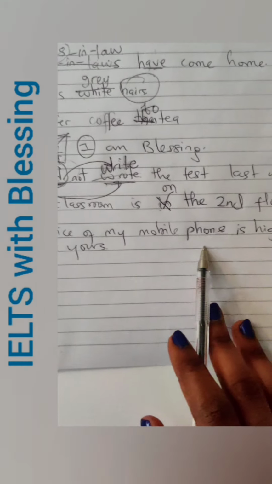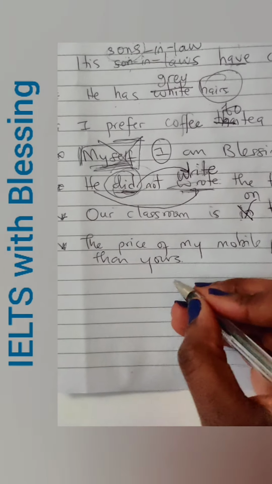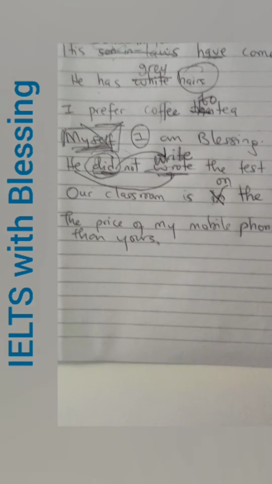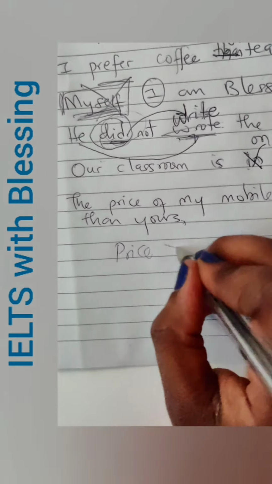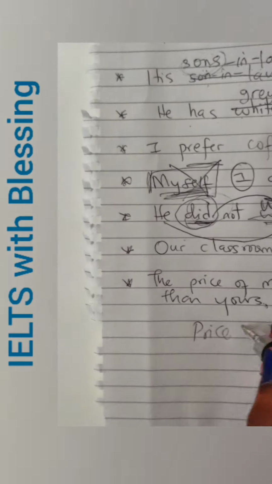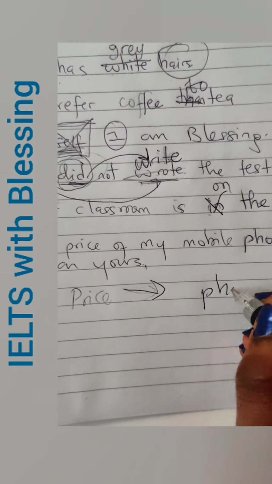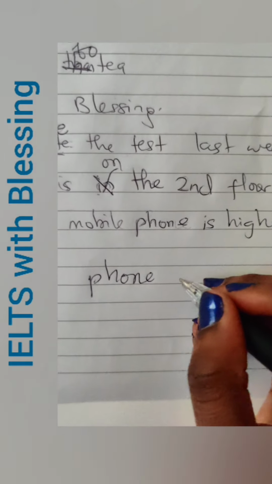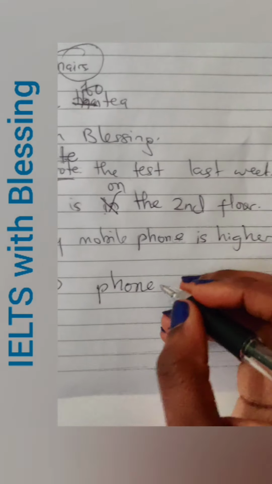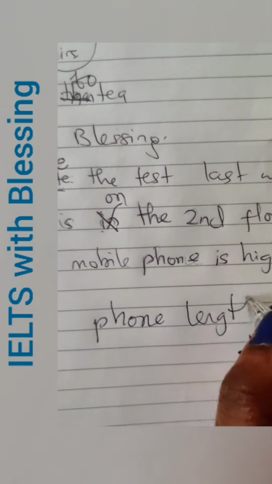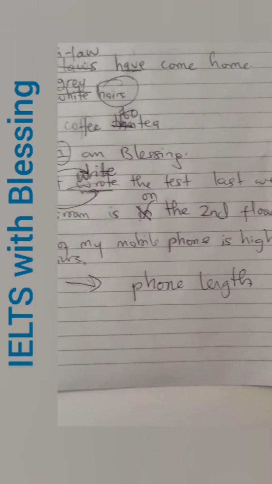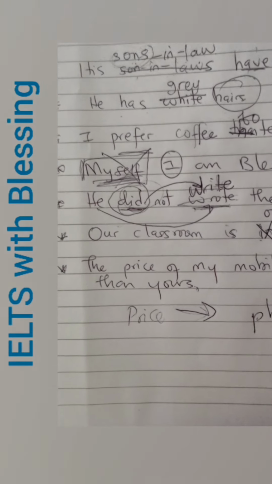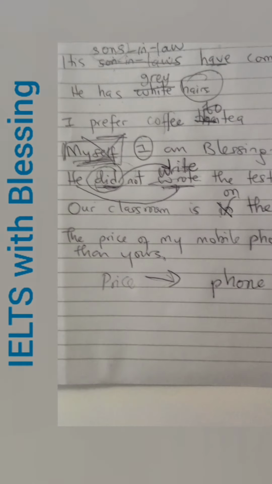The price of my mobile phone is higher than yours. So what's wrong with this sentence? The price, so you're saying the price, you can't compare price versus phone height or phone length. It's supposed to be phone length, but because in this sentence they've suggested that they are referring to the price, how high the price is.